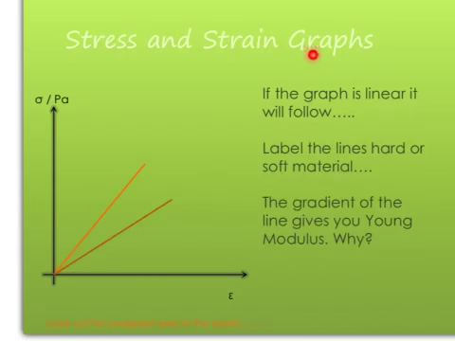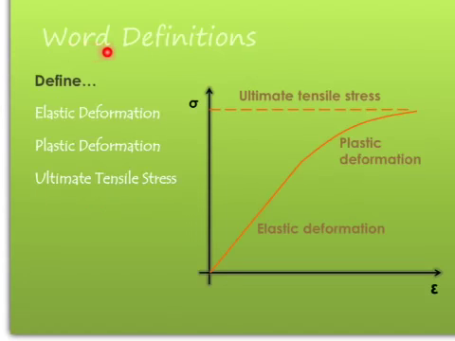Stress and strain graphs. Here we have two line graphs, each one representing a different material. Label one hard material and the other soft material, and find out which is which. Now the gradient of the line gives you Young modulus, Y. Think about Y. Word definitions. The definitions of these three phrases.